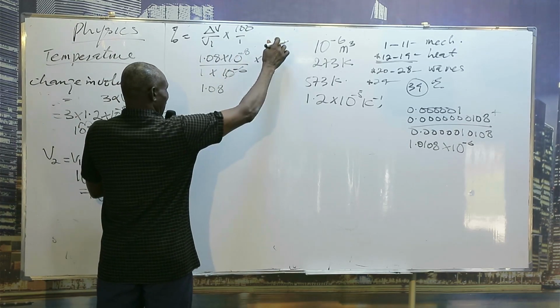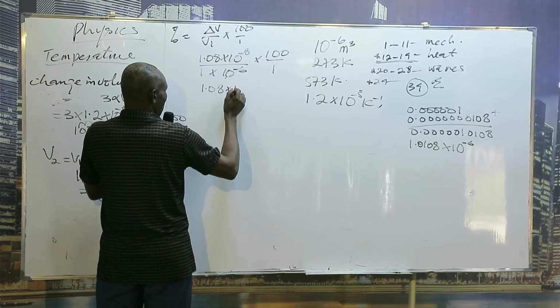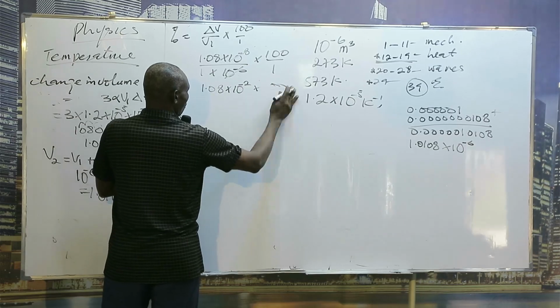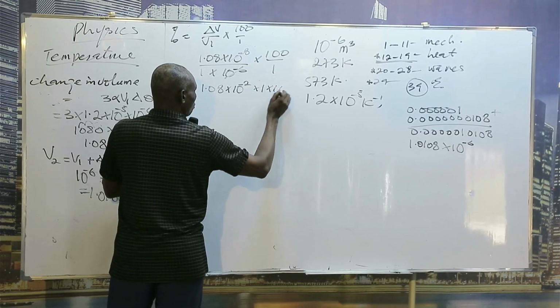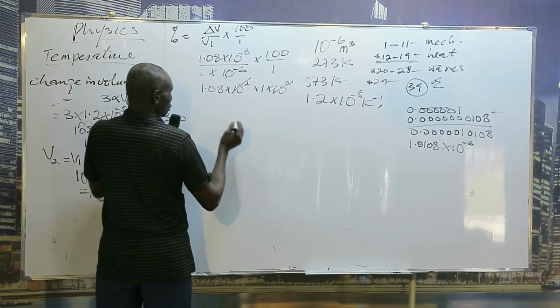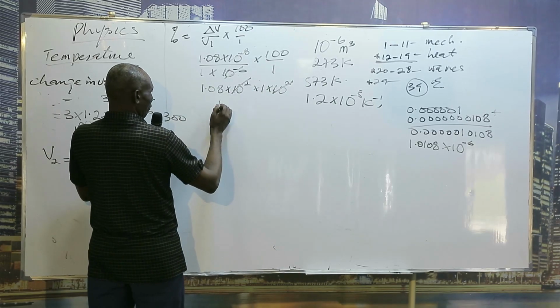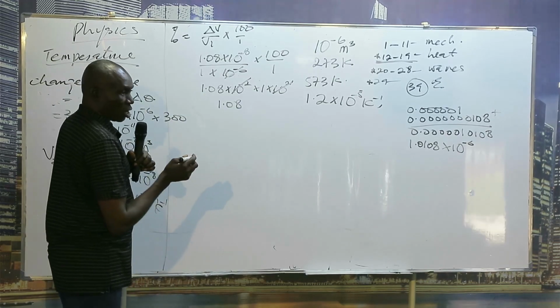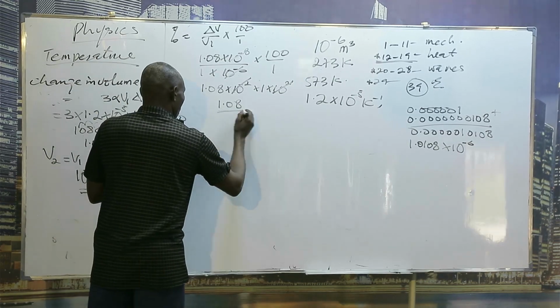Use it to multiply this. Like I have here, times 10 to power minus 2. Multiply by 100. And 100 is 1 times 10 to power 2. So this and this will go. So what is remaining? 1.08. 1.08 what? Percent. So this is what we're looking for.